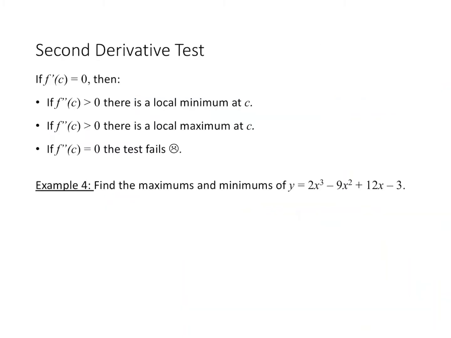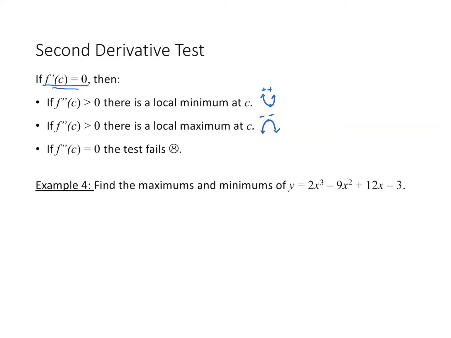And that brings us to the second derivative test. The second derivative test says if you have a critical point, so you have to have a critical point, you have to have a point where the first derivative is 0 for this to work. So if you have a critical point and the second derivative is positive, we know positive means concave up, there's a local minimum at that point. If the second derivative is negative, we know negative means concave down, you're going to have a maximum at that point. And if the second derivative is equal to 0, the test fails.